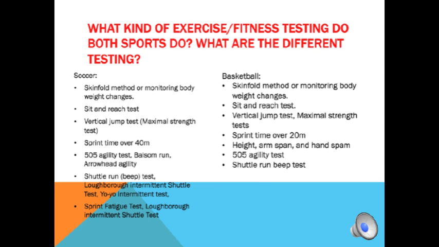Another test that only basketball does is measuring body size, such as height, arm span, and hand span. With junior athletes, these measures can be used for talent identification. More about body size for basketball. On the next slide, there is a short clip of an aerobic fitness test, specifically the shuttle run.